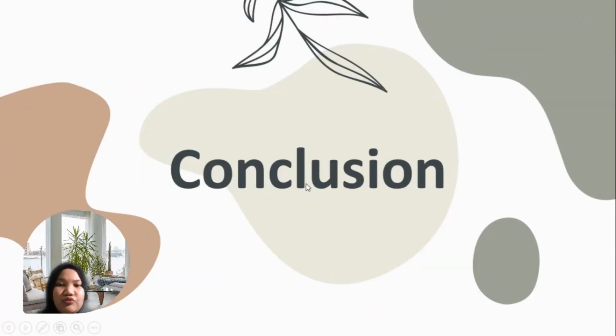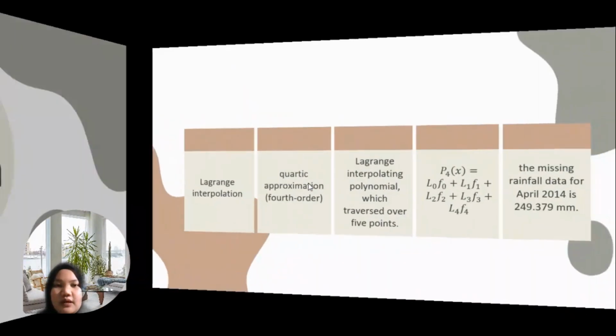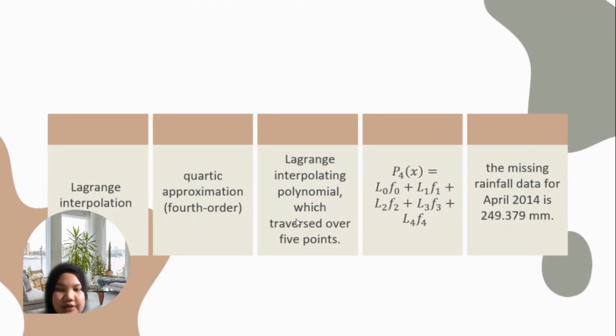So let's continue to our project conclusion. In conclusion, we use the Lagrange interpolation method. We employ quartile approximation for order four, also known as the Lagrange interpolating polynomial, which ranges over 5 points. The equation we use is P of x equals L0 F0 plus L1 F1 plus L2 F2 plus L3 F3 plus L4 F4. The missing rainfall data for April 2014 is 249.379 mm.